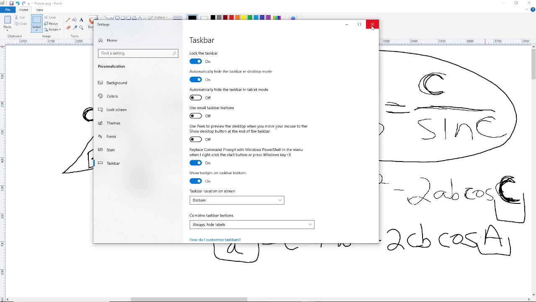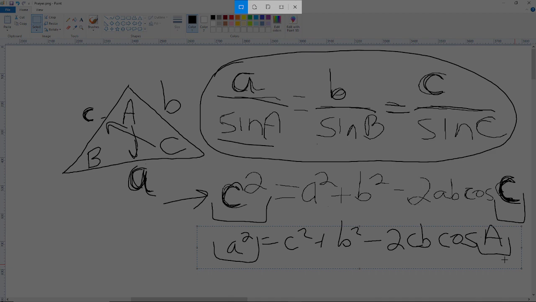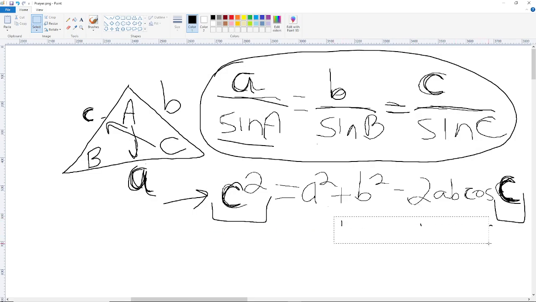Hold on now. My computer is going haywire. Let me get, what am I doing? There we go. Computer was going haywire.